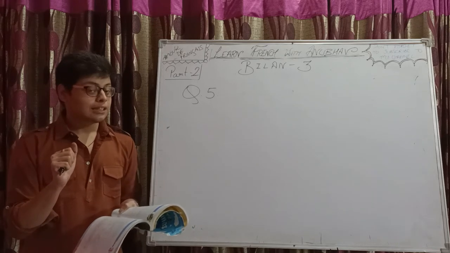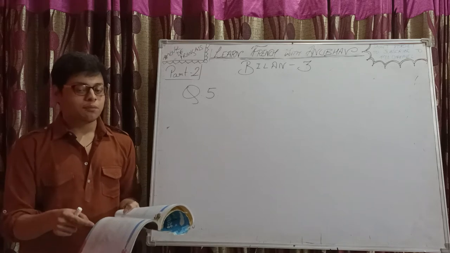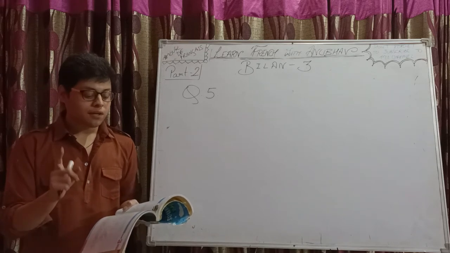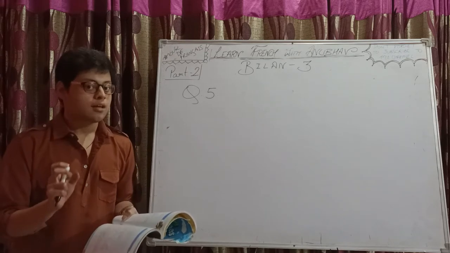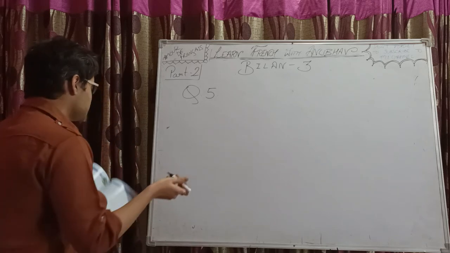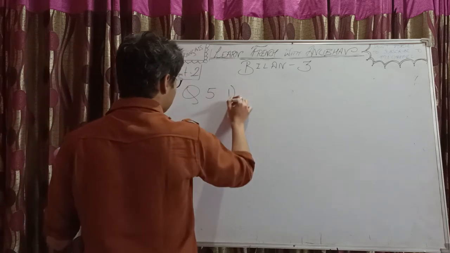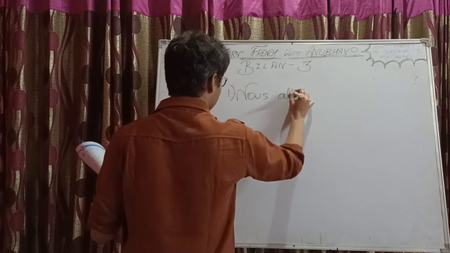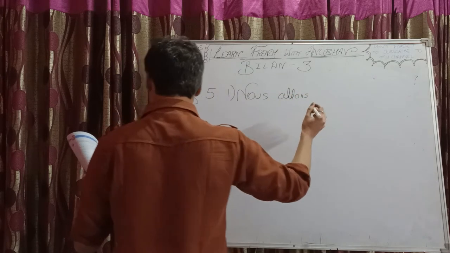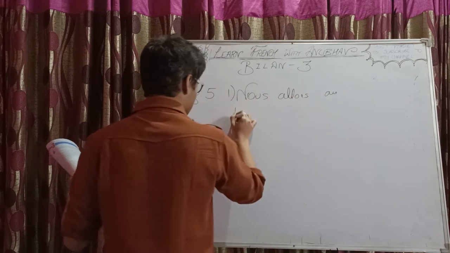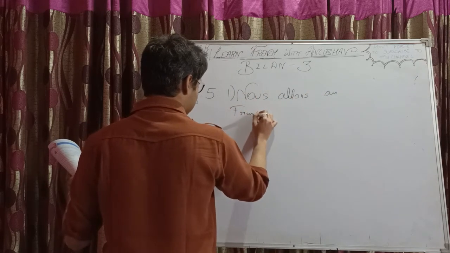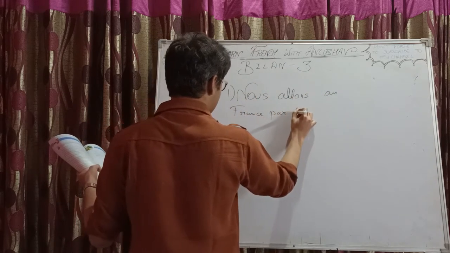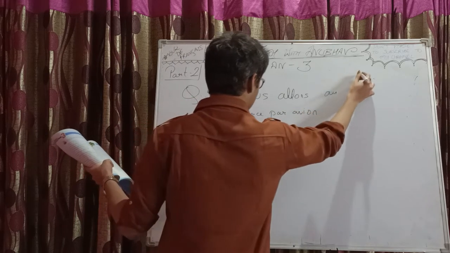It's a bit odd, isn't it? The better statement should be that we go to France by plane. Right? So 'by' in French is what? Par. So first one, correction. Nous allons en France par avion. Okay.